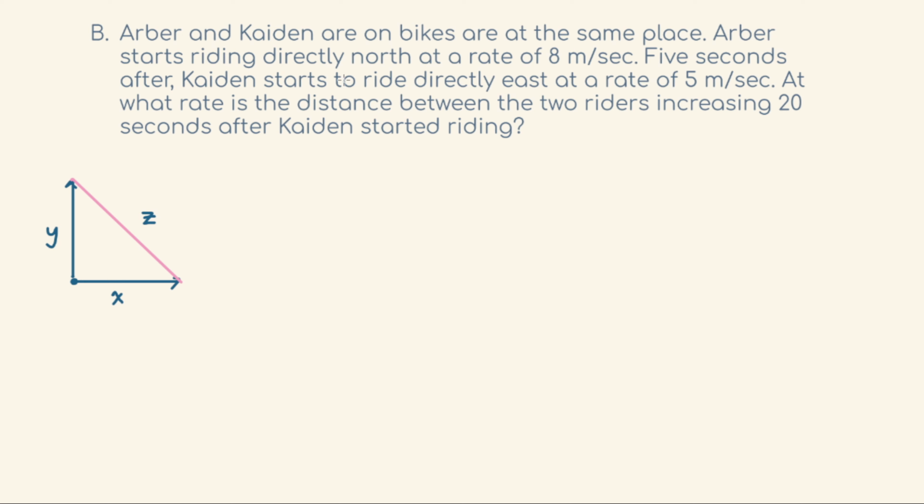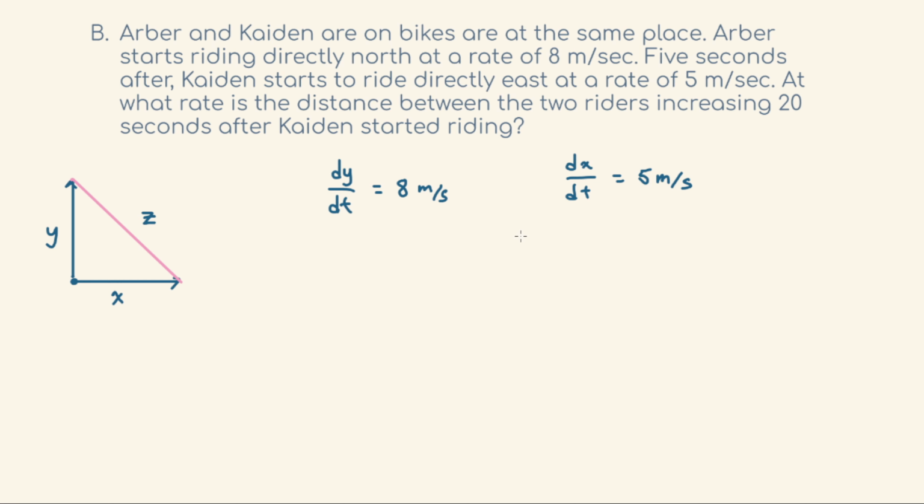Okay. And we know that Arbor is riding north at a rate of 8 meters per second. So this vertical distance right here, this length, is increasing at a rate of 8 meters per second. So dy over dt is positive 8 meters per second. And we know that this x, this horizontal distance, is growing at a rate of 5 meters per second. So dx over dt is equal to 5 meters per second.